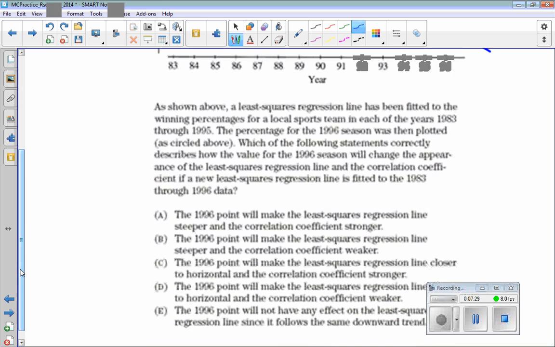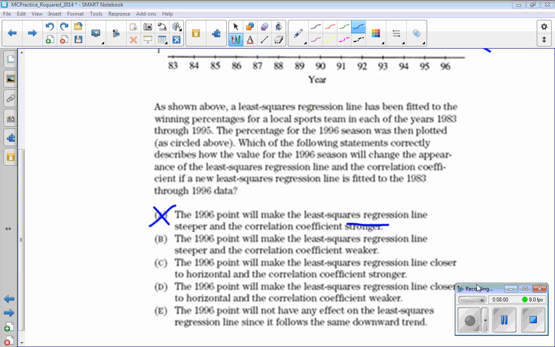But let's keep going. And it will make the correlation coefficient stronger. No, it's actually going to make it weaker. Why? Because the majority of the data is where it is now. So it's moving the line away from the majority of the data, therefore weakening the correlation. So we can cross that answer choice out. And when we look at multiple choice questions, that's one of the strategies I want you to use. I want you to eliminate answer choices. Okay? Let's look at answer choice B.